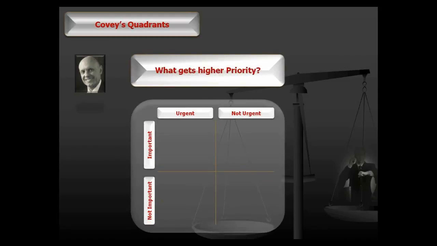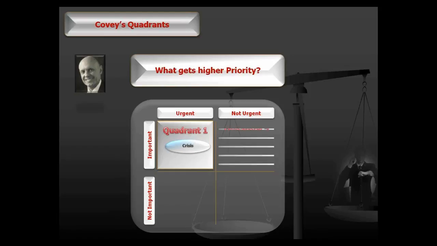In determining what gets higher priority, we need to take a look at the quadrants in more detail. The important urgent quadrant is what's typically known as the crisis quadrant. All the tasks that fit into this quadrant are what put us into crisis mode. Quadrant 2, the important but not urgent quadrant, is what puts us in prevention mode.